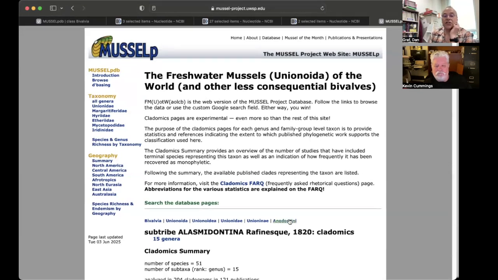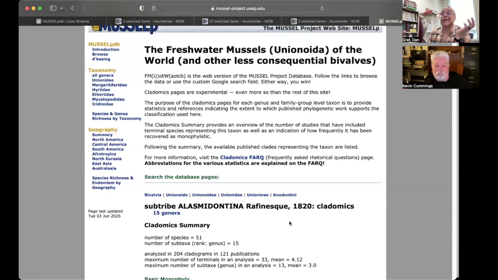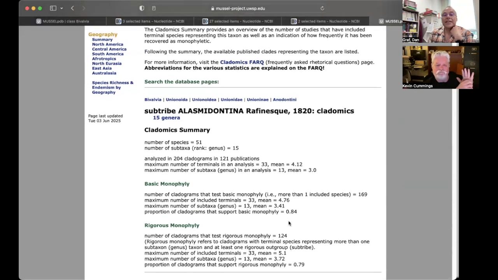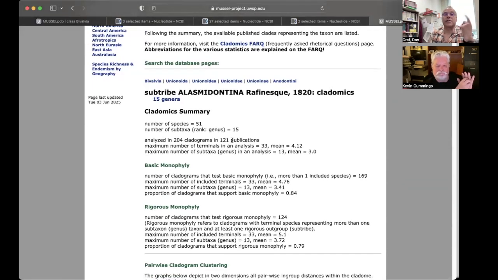But I'm just going to give you the gist right here, and you'll see what I'm talking about, that Lasmigona, heelsplitters, are not monophyletic, and that it makes sense that we can just split those out using existing names. So here we are at the top of all of the cladomics pages. It'll tell how many species are in this taxon. So in this group, the Elasmodontina, the tribe of Eastern North American anodontines, there's 51 species.